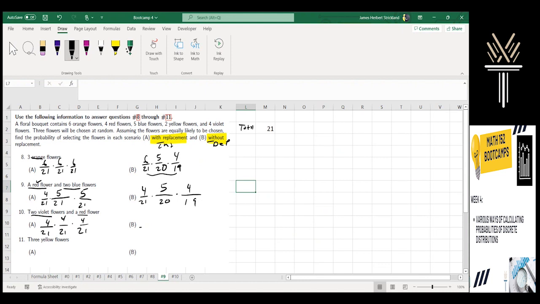Great. Here we know we're not doing replacement, so 21, 20, 19. And initially we have a violet of 4 of them. You picked a violet, so there's 1 less violet. Now you go to red, you didn't pick any reds yet, so there's all the reds still there.